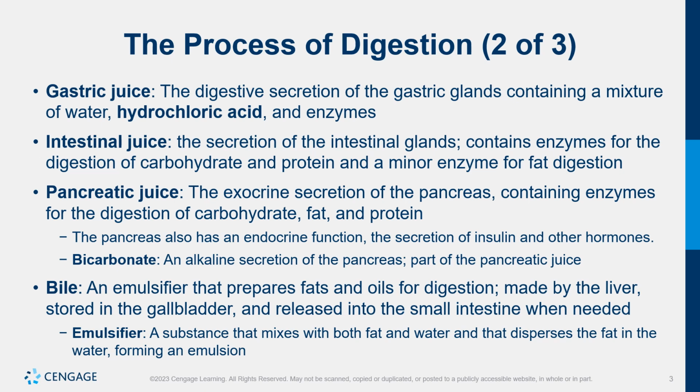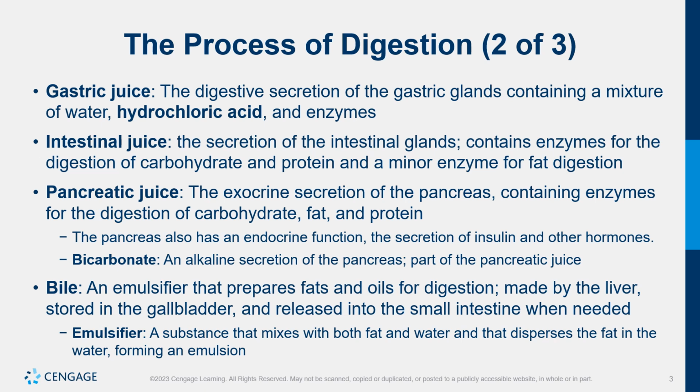In the intestine, there are additional juices that enter the small intestine itself, and these are responsible for digesting carbohydrate and protein and fat. A large amount of enzymes come in from the pancreas. This is called pancreatic juice, and it contains more enzymes which digest carbohydrate, fat, and protein. The pancreas has an additional function as part of the endocrine system. It also secretes insulin and glucagon, which we'll talk about later. Bicarbonate is part of the pancreatic juice, and bicarbonate is essentially an alkaline substance which neutralizes the chyme that was very acidic that came in from the stomach.